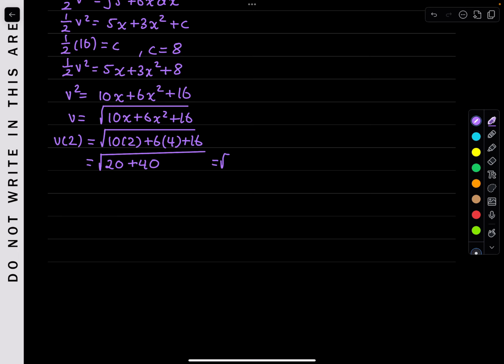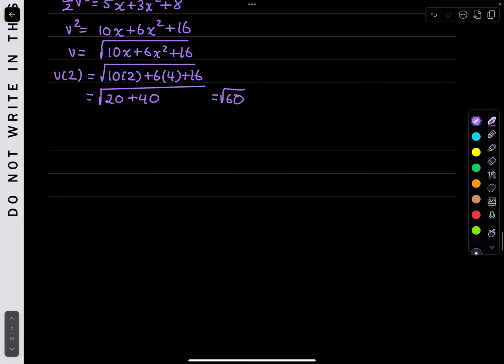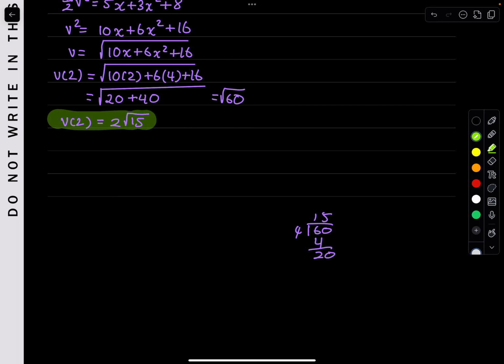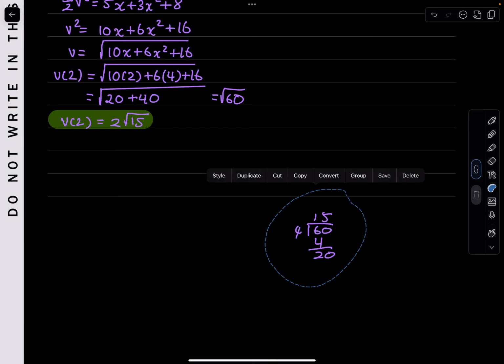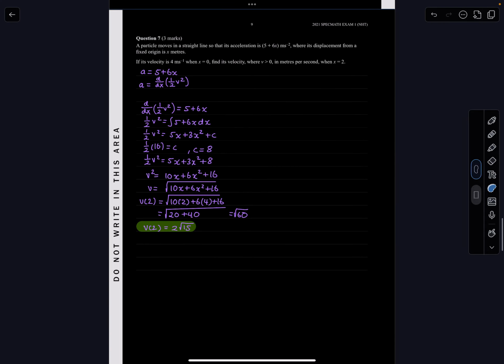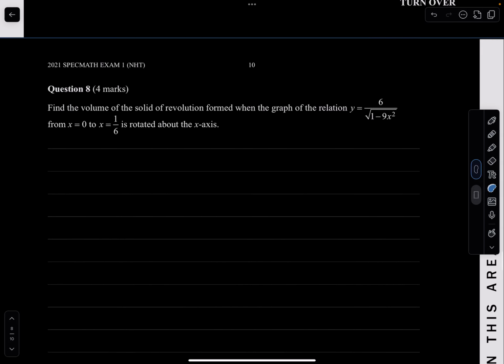So it basically becomes root 60, which is what? How many 4s can get into it? So 15 times. Okay, so basically you can write this v of 2 is 2 root 15. And 15 can't be simplified any further. That's your answer. Done. And yeah, meters per second. That's it. Really, really nice question. Wow. Yeah, 3 marks. Really good.